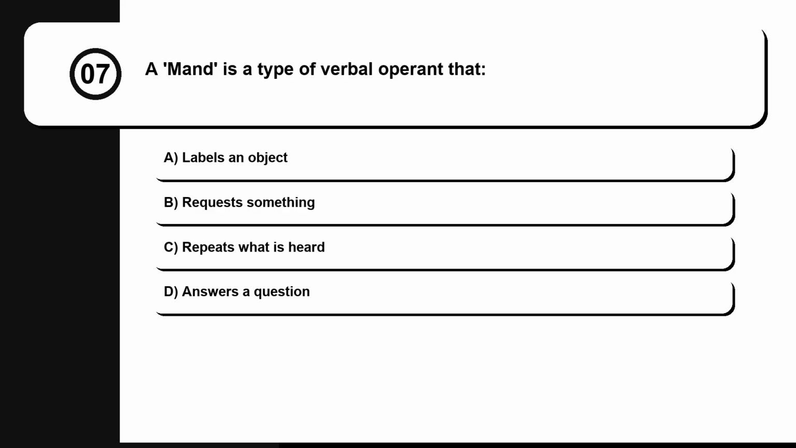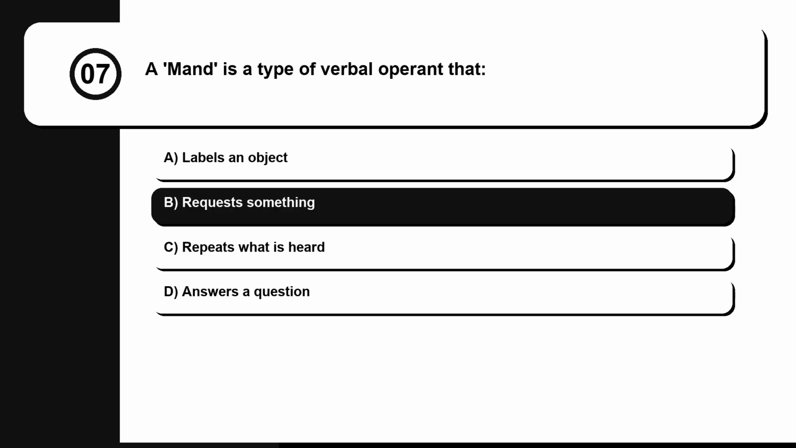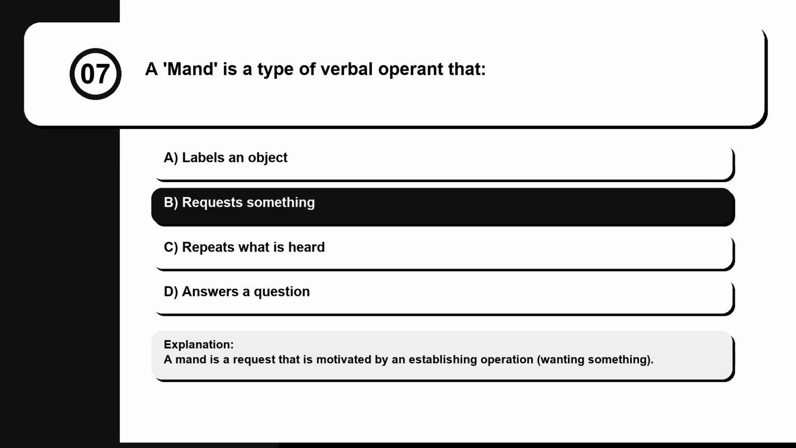Question 7. A mand is a type of verbal operant that A. Labels an object, B. Requests something, C. Repeats what is heard, or D. Answers a question. The correct answer is B. Requests something. A mand is a request that is motivated by an establishing operation, wanting something.